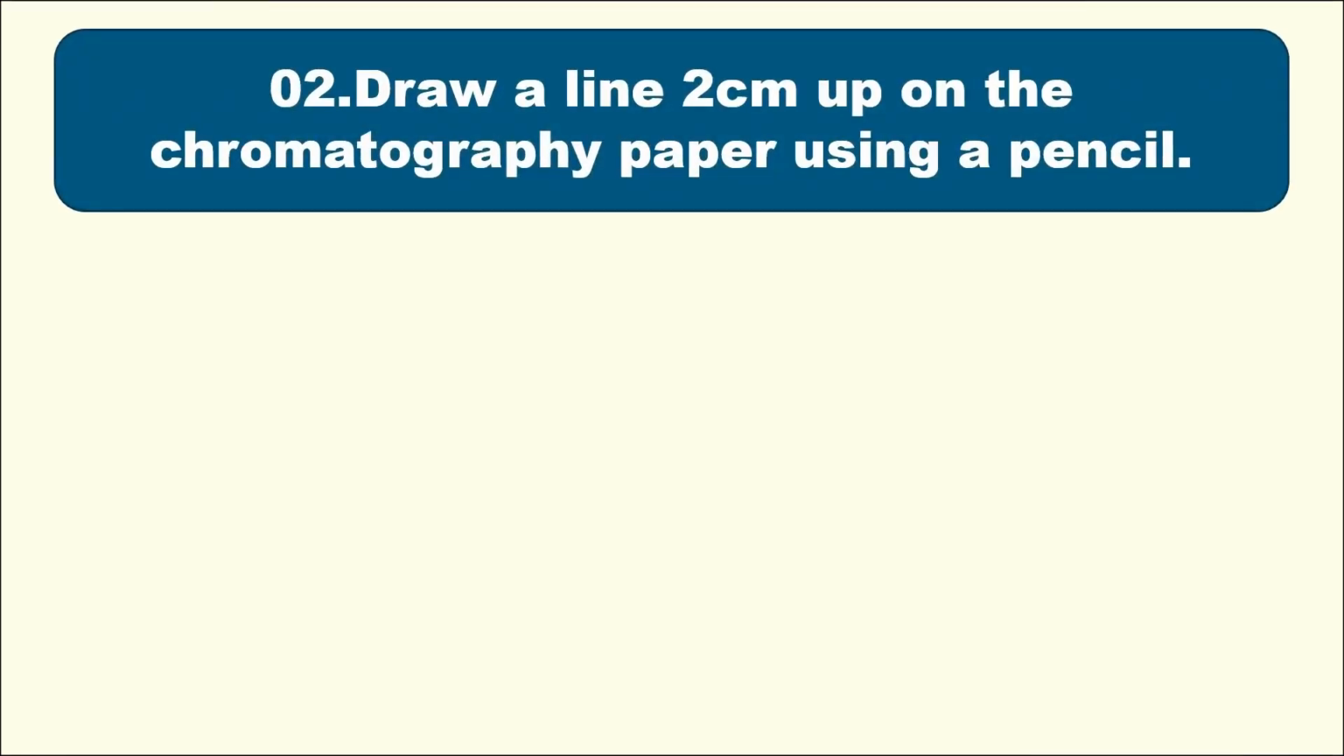Using a pencil, draw a horizontal line about 2 cm from the bottom of the chromatography paper. We use a pencil, not a pen, marker, or ink, because colored inks may contain pigments that could interfere with our results. So make sure to use a carbon pencil for this step.